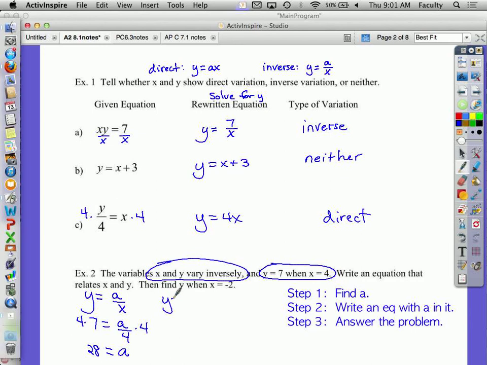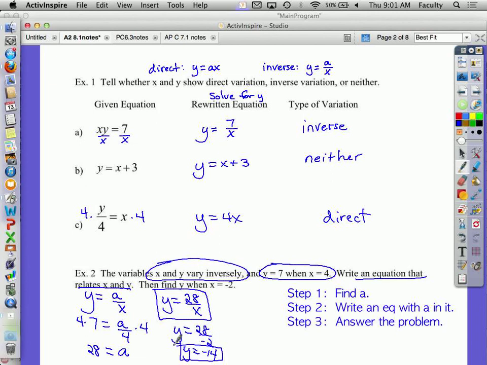Step 2, this is the one most students forget to do. And I don't want that to happen to you because you'll lose a point on your test or your quiz. It said, write an equation that relates x and y. So y equals 28 over x. That relates the x and the y. Step 3, answer the problem. Then find y when x is -2.